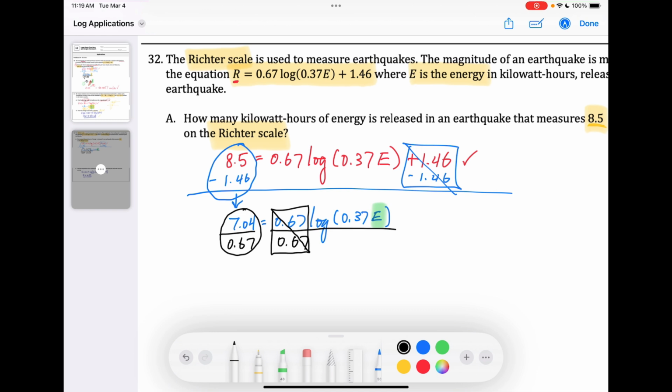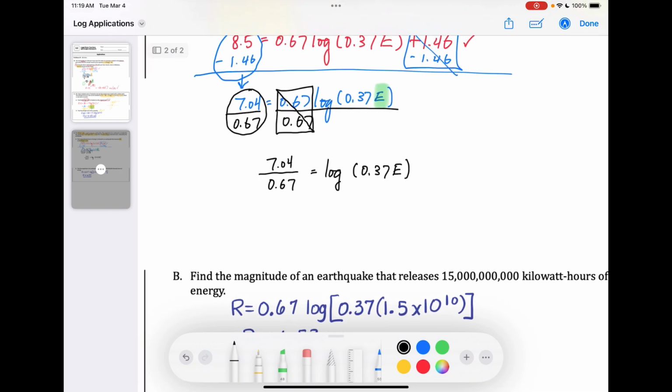Now do not overthink. 7.04 divided by 0.67, just a number. So leave me alone, okay? Now you will say, Ms. Ong, what shall I do? Just leave me alone. It's just a fraction. So what if you say, can I simplify that? Yes, you can do that.